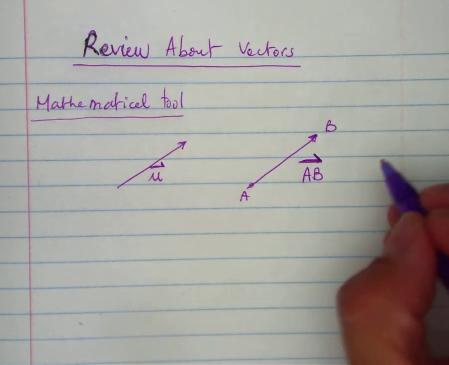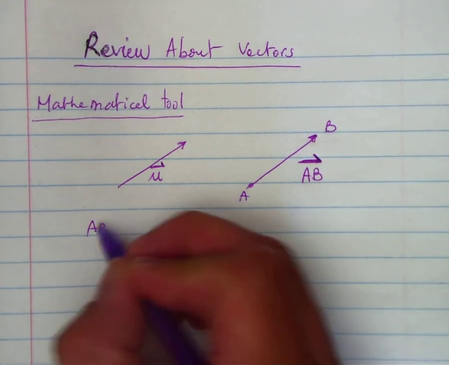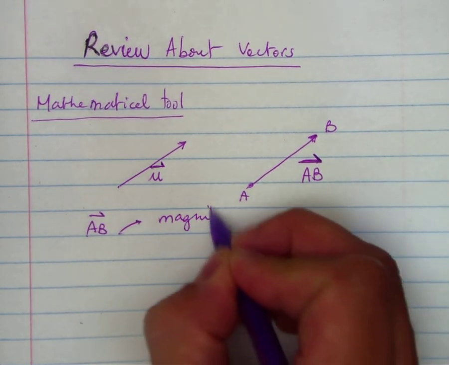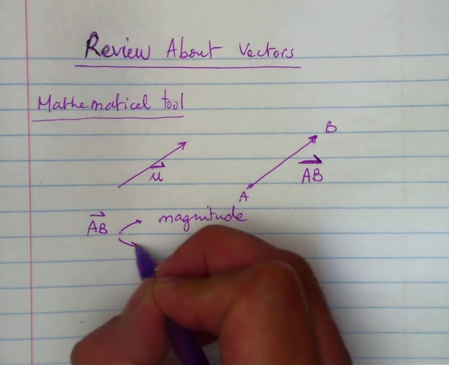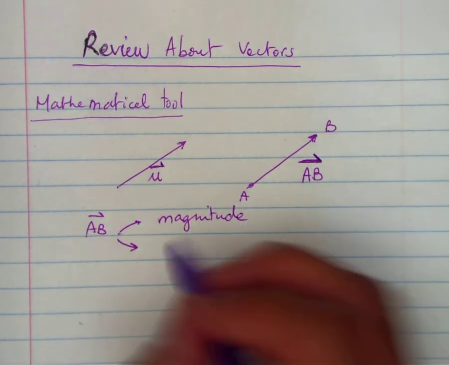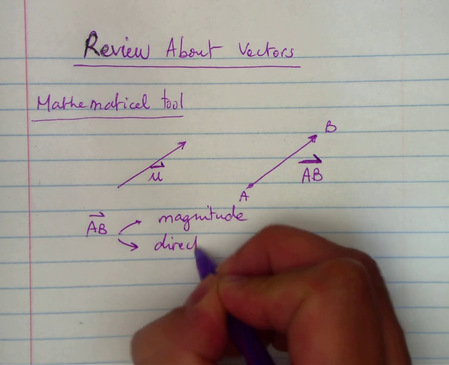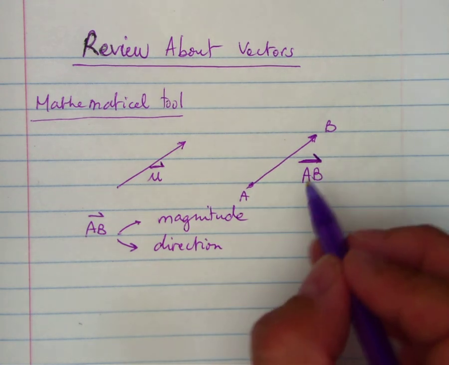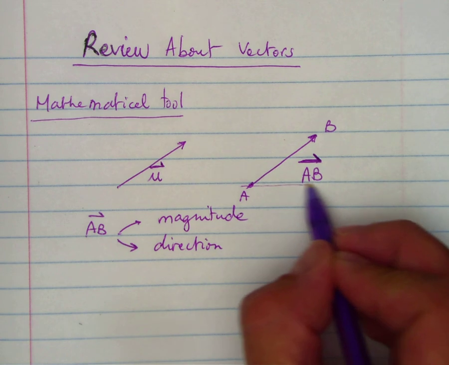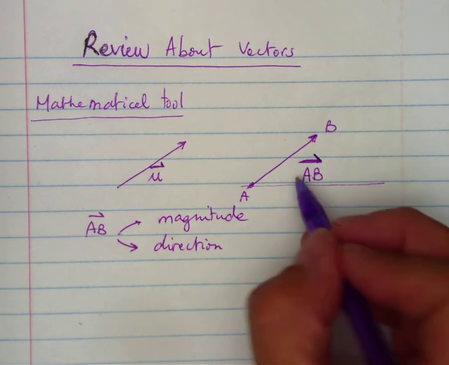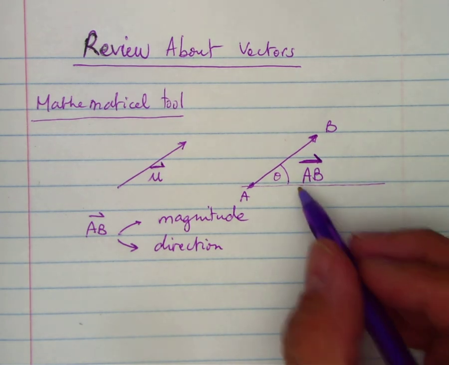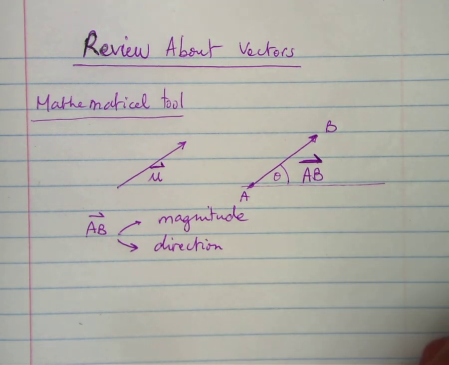Now the vector AB, or any other vector, is defined by its magnitude, which is essentially its length. In our case, it's going to be the force measured in pounds, and its direction. And the direction can be either measured from east, west, north, south, or as an angle measured from the horizontal axis. Okay. So if I write theta for the angle right here, then theta would represent the direction of the vector.